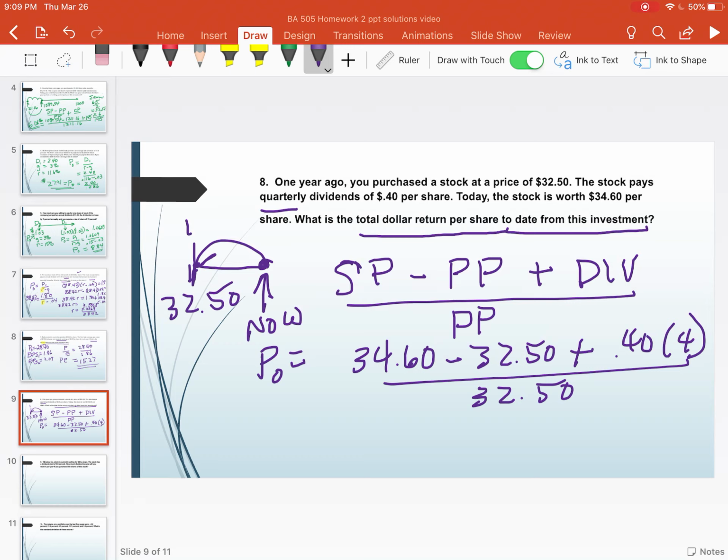So if you do this math, the total return is equal to... actually, we're looking for the total dollar return, so I missed that. I was calculating the percentage. So let's go ahead and calculate this percentage return first, and then we'll calculate the dollar return.